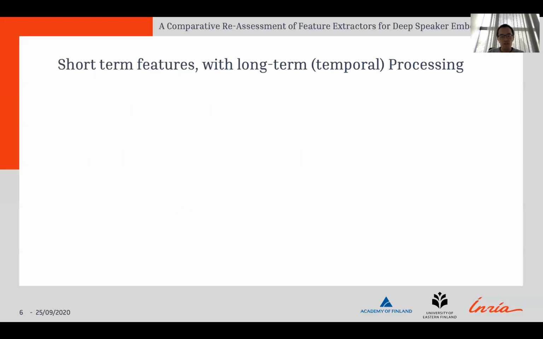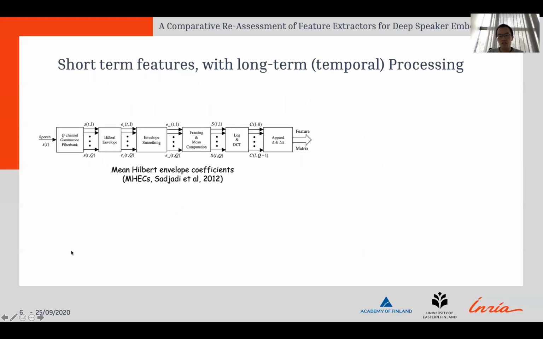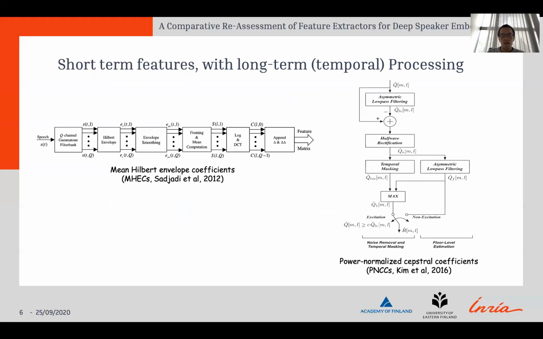Then we come to the third category where we begin to have cross-frame, or what some people call temporal long-term operations, in the processing pipeline. Here we have two features which deal with the temporal signal envelope in different ways. On the left-hand side, mean Hilbert envelope coefficient, MHEC, performs a linear smoothing on the filter banks with the Hilbert transform, as we can see here.